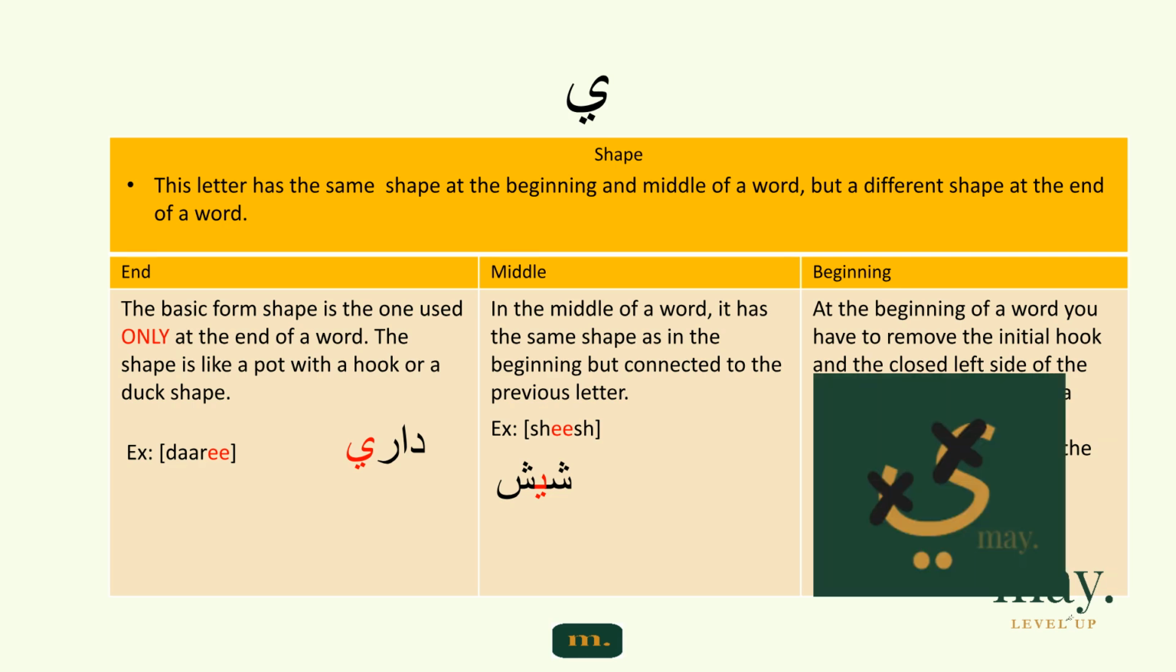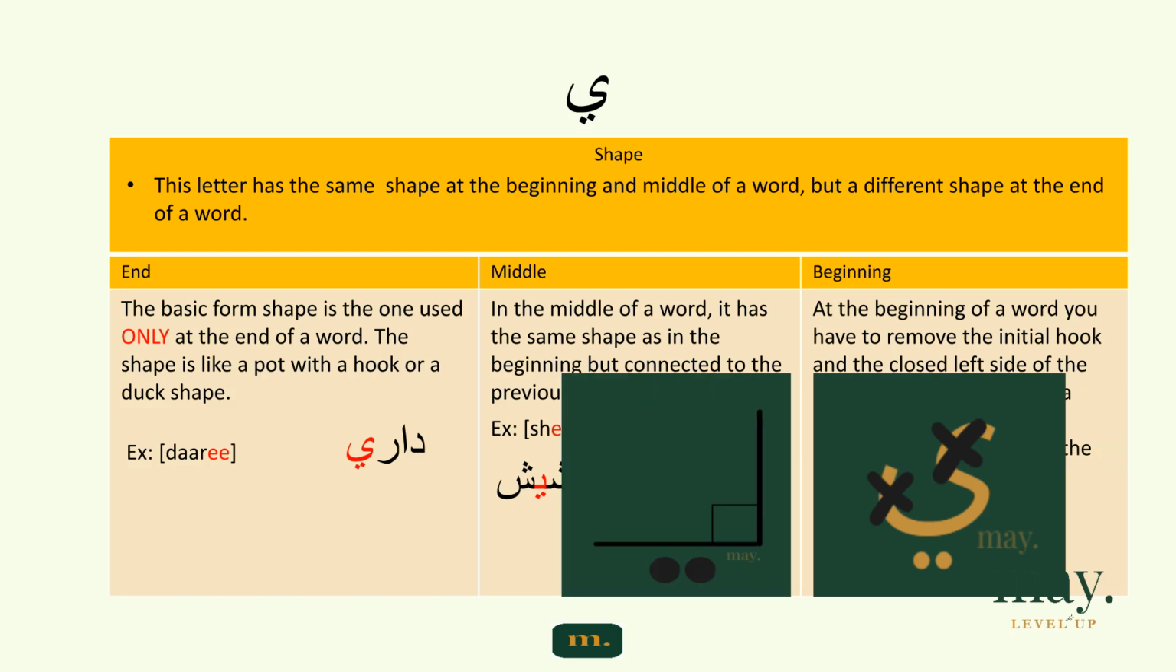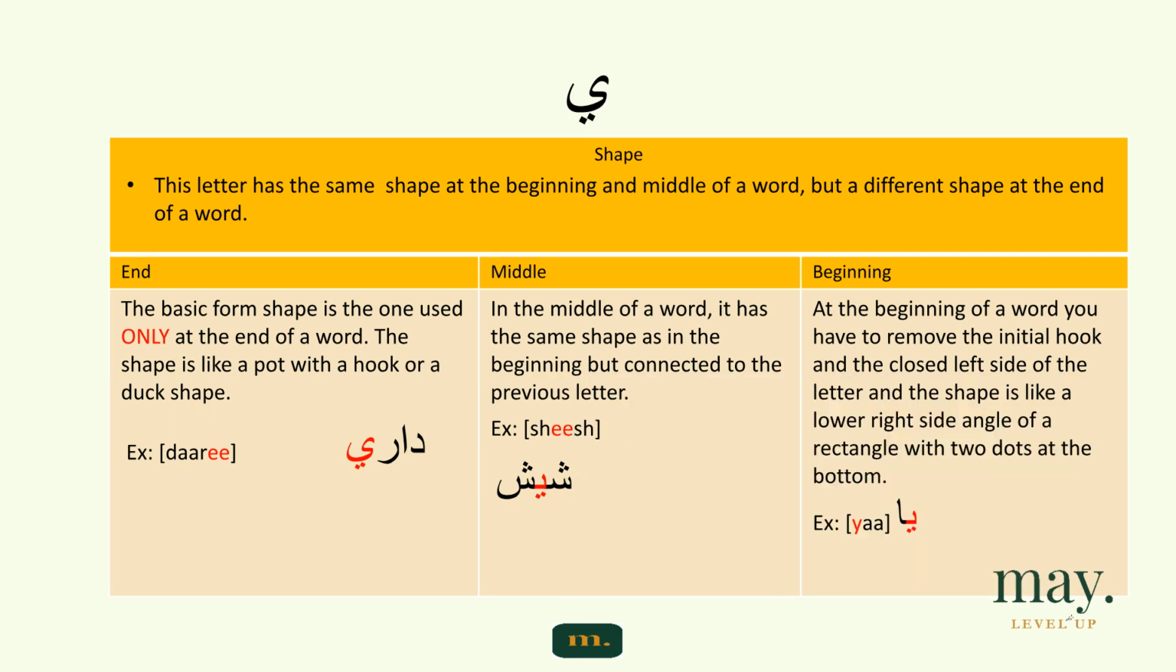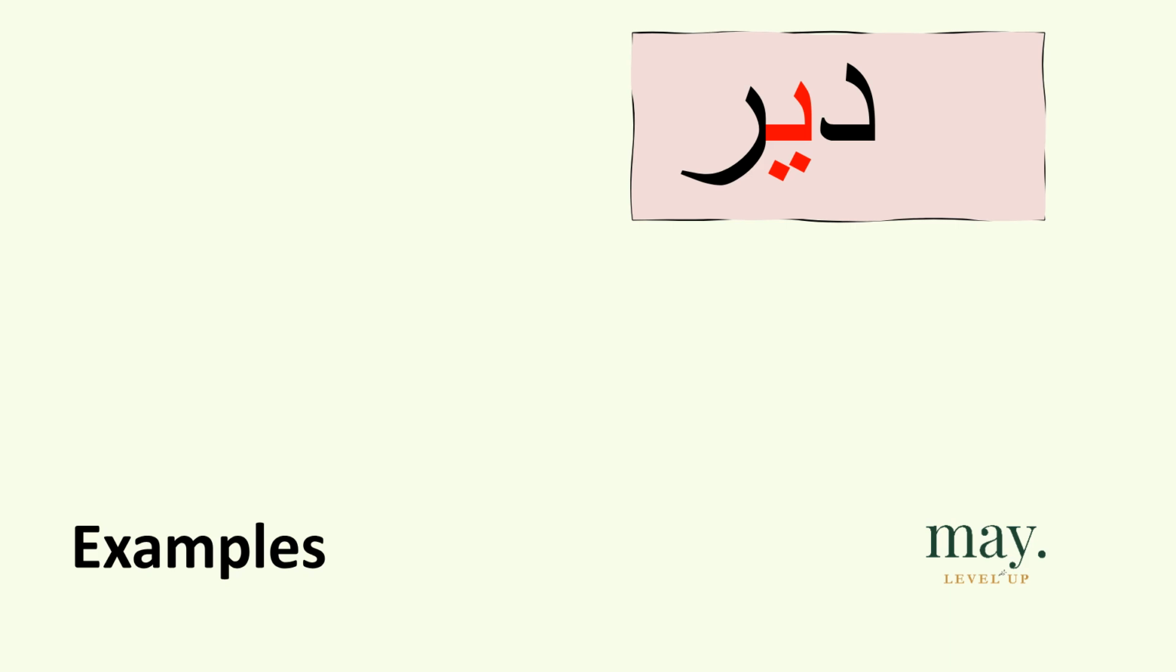At the beginning of a word, you have to remove the initial hook and the closed left side of the letter, and then the shape is like a lower right side angle of a rectangle with 2 dots at the bottom. Here are examples of the letter ya appearing in various positions within a word. Let's read them together.